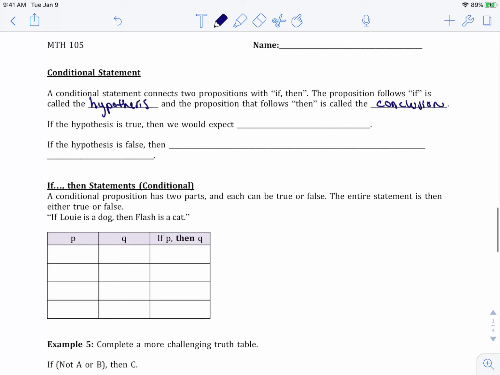If the hypothesis is true, then we would expect to follow through with the conclusion.